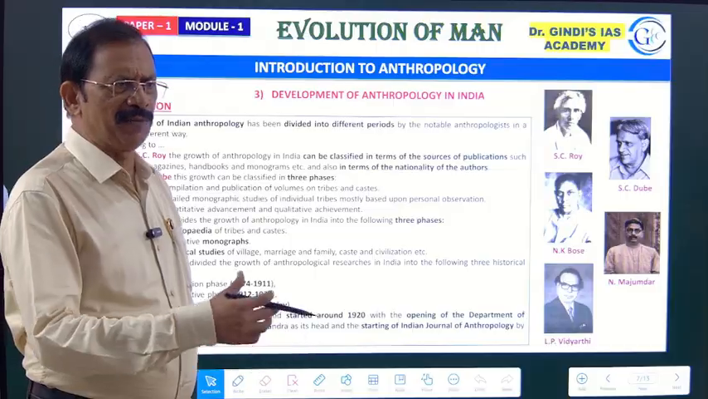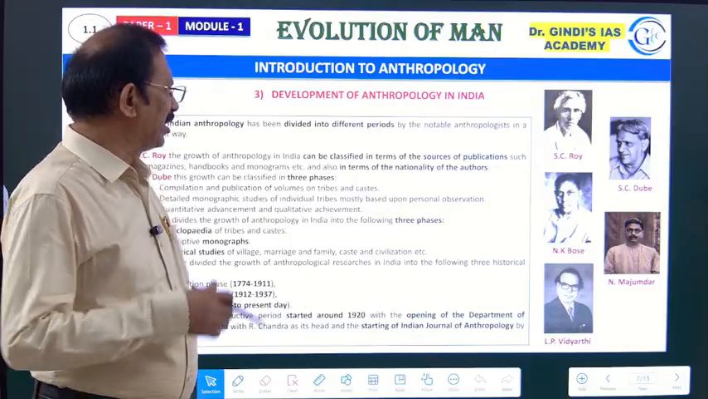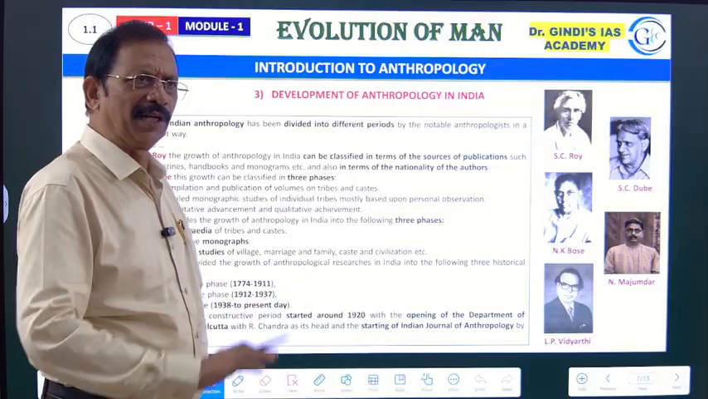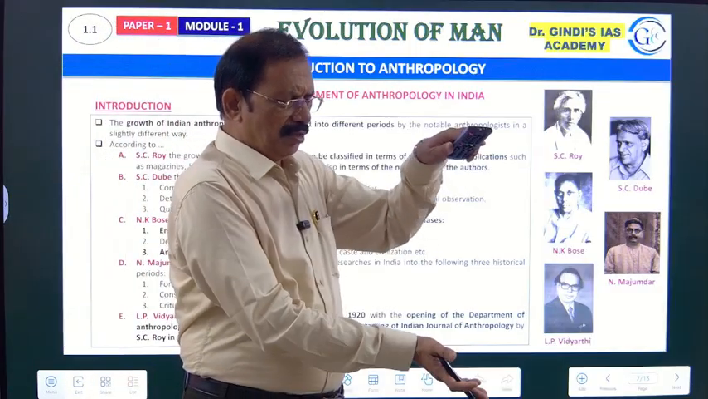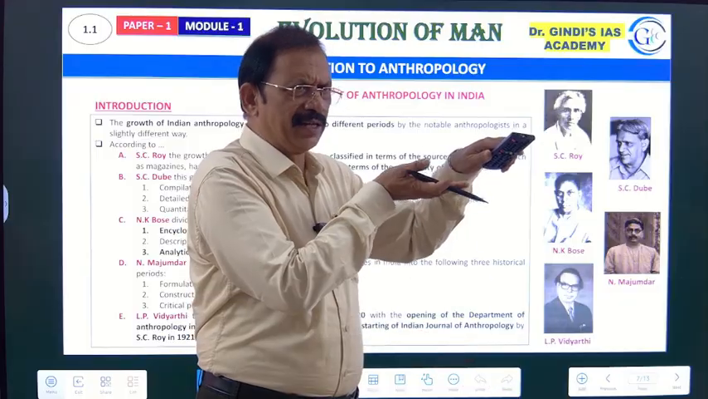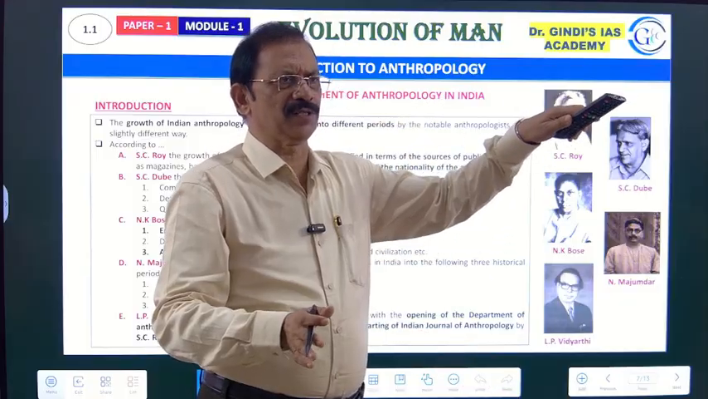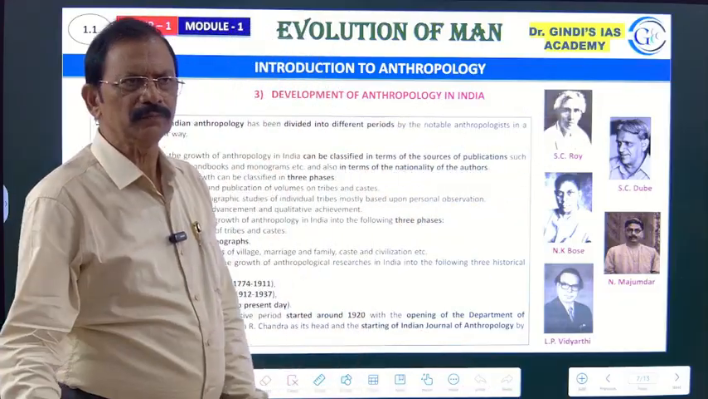So source of publication means whether they are the magazines, whether they are the handbooks, whether they are the monographs. Like this, we can suppose first they have developed the magazines, then handbooks. Like this, they are different classifications. So he has divided the period.